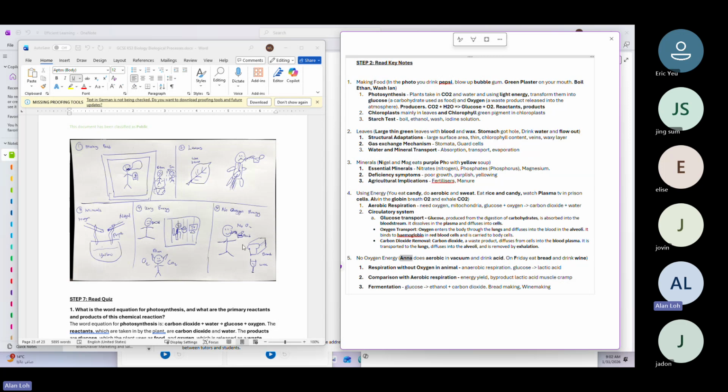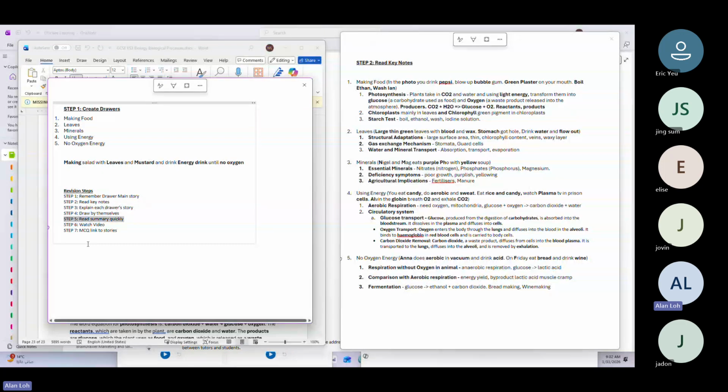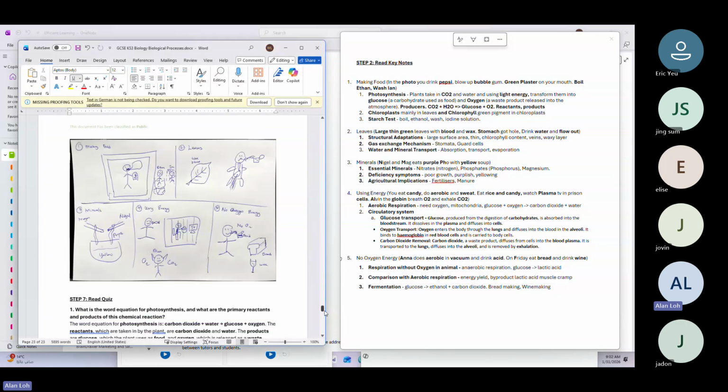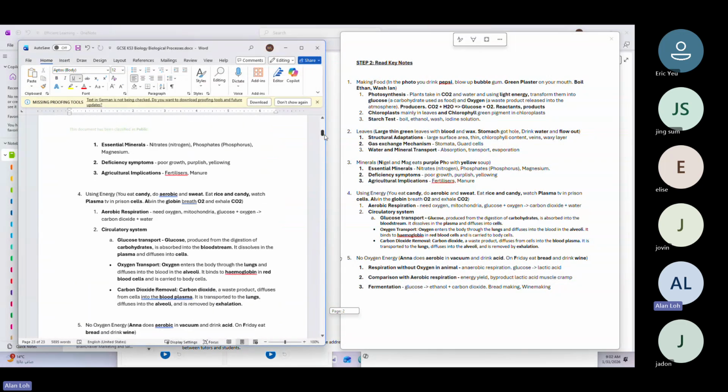So I hope you have some idea about these stories, and if you try to draw it, then that will be perfect, right? And what is the next step is using that story. I would like you to do these steps. Read the summary quickly, right? I'm going to show you the summary again, which is step number 3.